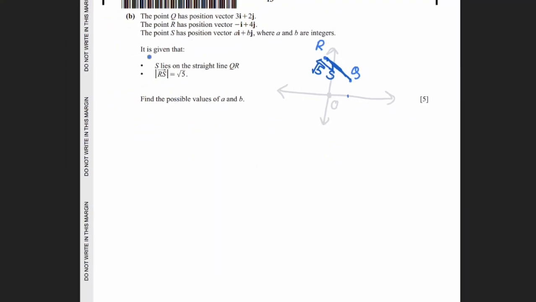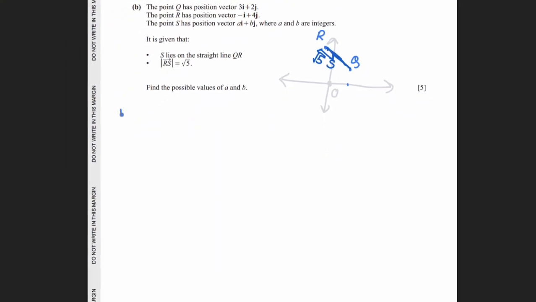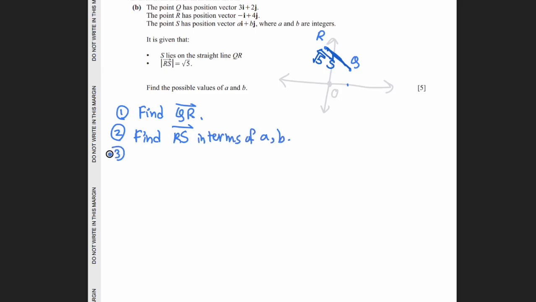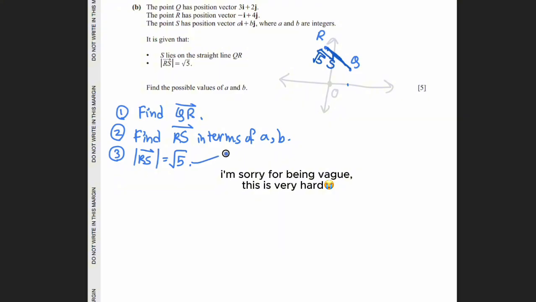So our plan first is going to be to find the vector QR, and then, wait, let me think, this question is kind of hard. Okay, I got it. Then we have to find RS in terms of a and b. And then we use this because, yeah, I think this is important. Yeah, we connect this in terms of a and b. Now, what do I mean by that? Let me show you. But first, let's find QR.